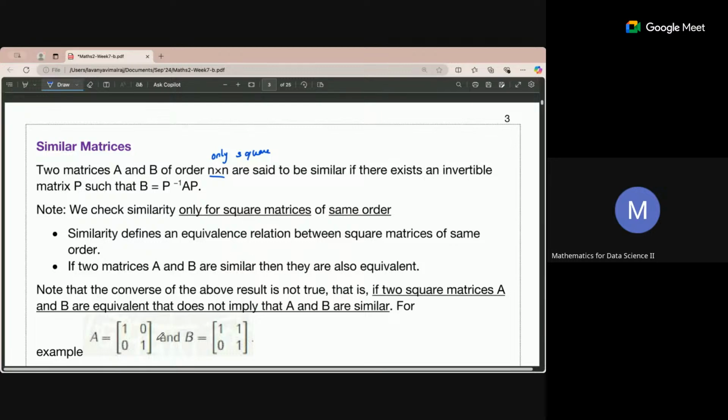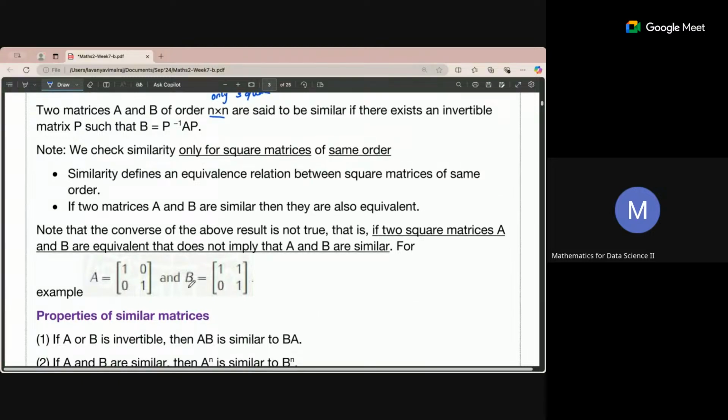And we have seen this example to show that if two square matrices are equivalent, that does not imply they are similar. Here we know that the rank of A is equal to the rank of B, which is 2 in both the cases. This means that A and B are equivalent, but not similar. We have done the proof already.